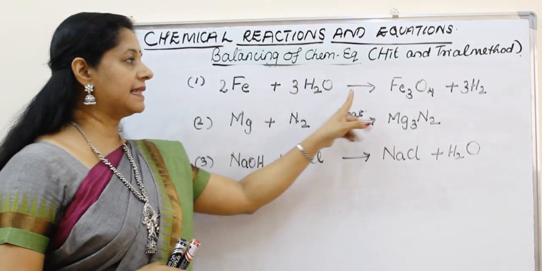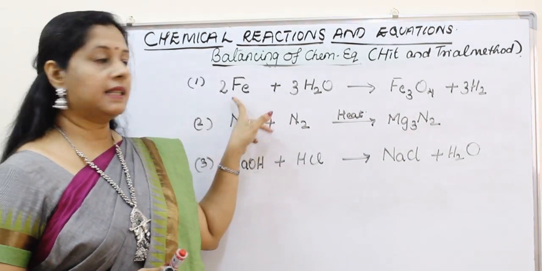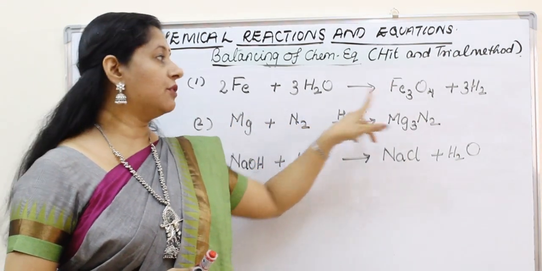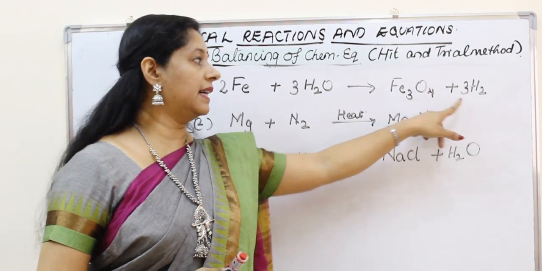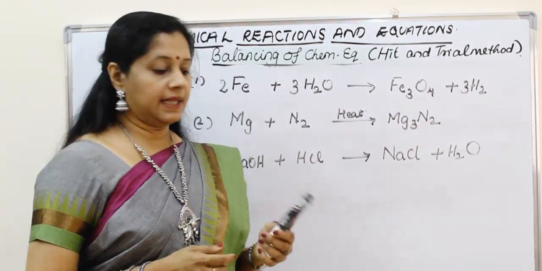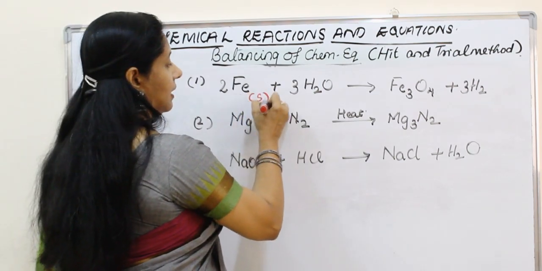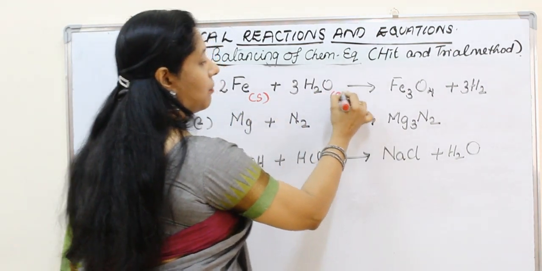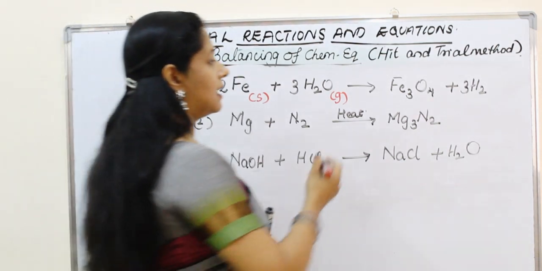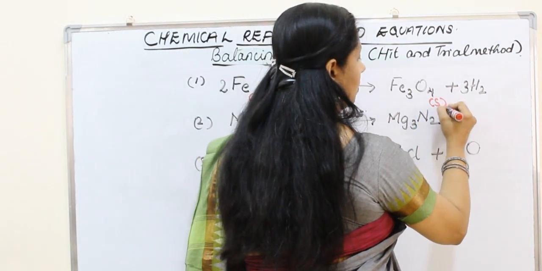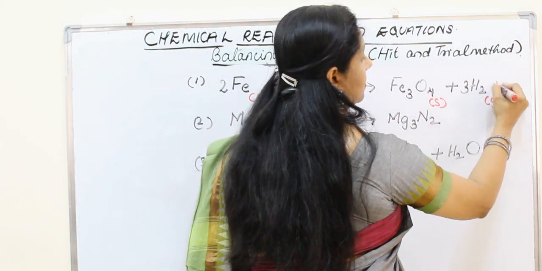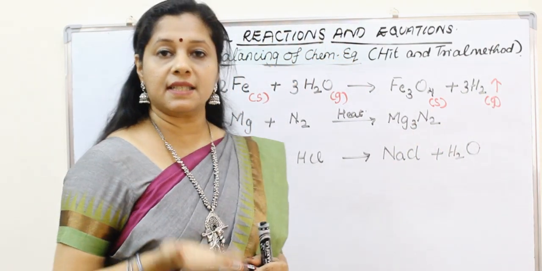We already balanced this equation. Iron filings react with steam to form iron 3 oxide and hydrogen gas evolves. Let us see the states of matter here. Iron we know is a solid, but water we are taking in the form of steam, so gaseous. Iron 3 oxide is again solid, hydrogen is gas, so we can show it like this, hydrogen is evolving.